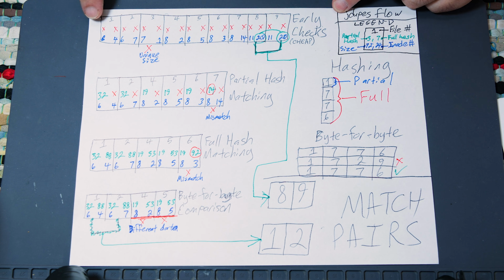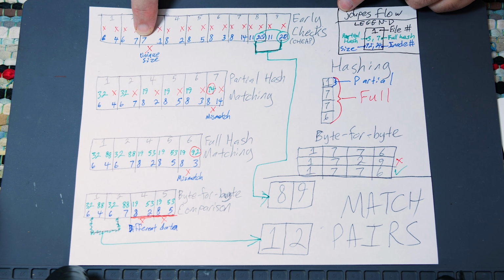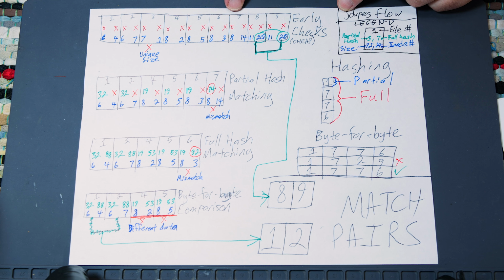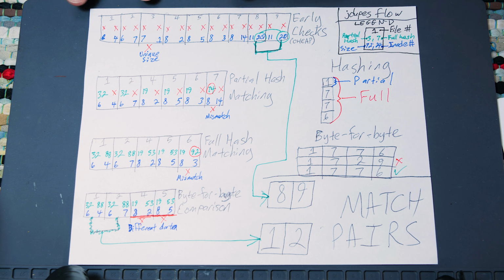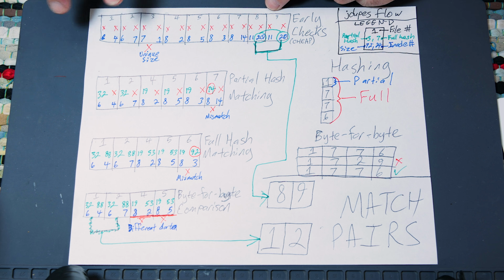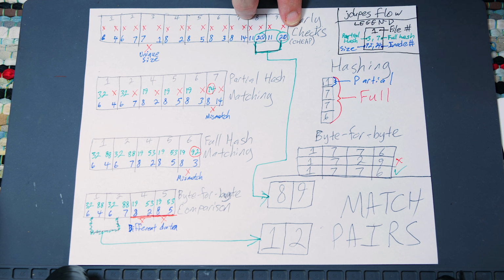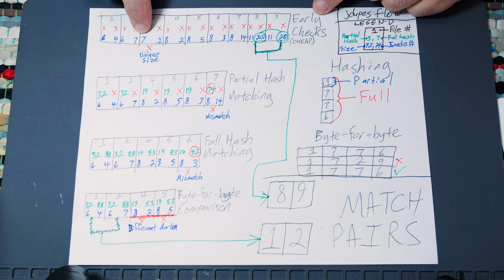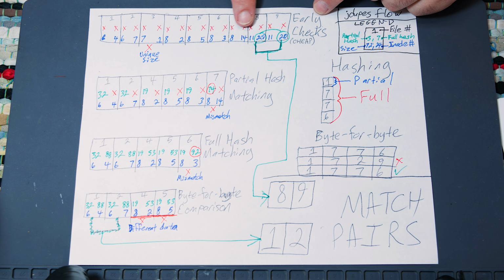So what you'll notice is, first of all, file 1 and 2 here are size 6. File 3 is size 7. 4, 5, 6, 7 are all 8, and 8, 9 are 11. So we can immediately see during these early checks, which are computationally cheap, that these two and these 4 and these 2, based on their sizes, could be duplicates. But this one, size 7, there are no other files of size 7.